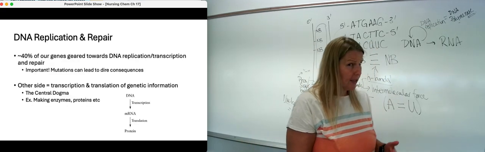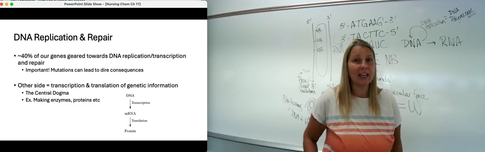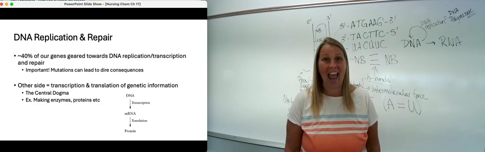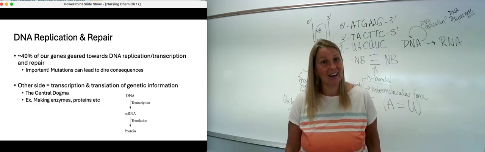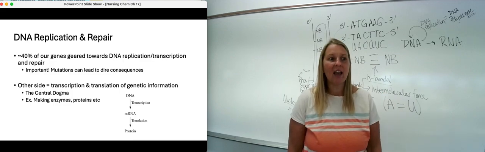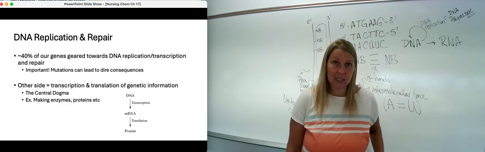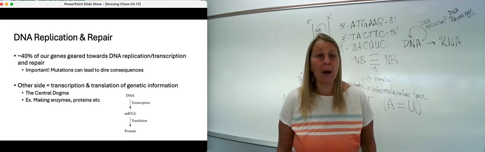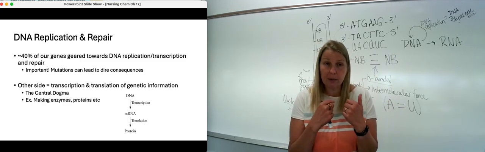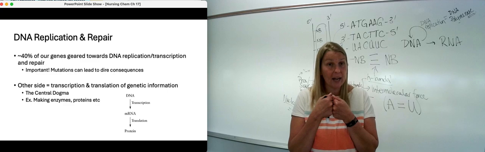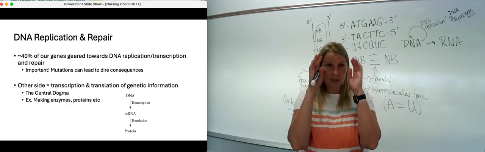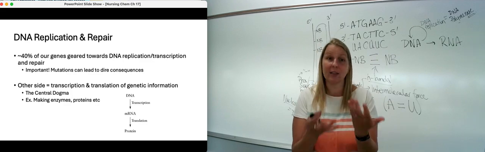Because of this, it's a good idea that we make sure our DNA stays as accurate as possible when we're replicating it. If every single time you replicated your DNA there was a mutation, that could have disastrous consequences. So a little under 40% of all the genes in us are there to make sure that when we replicate our DNA and make a copy of it, everything is, quote unquote, perfect, or as perfect as it can be.